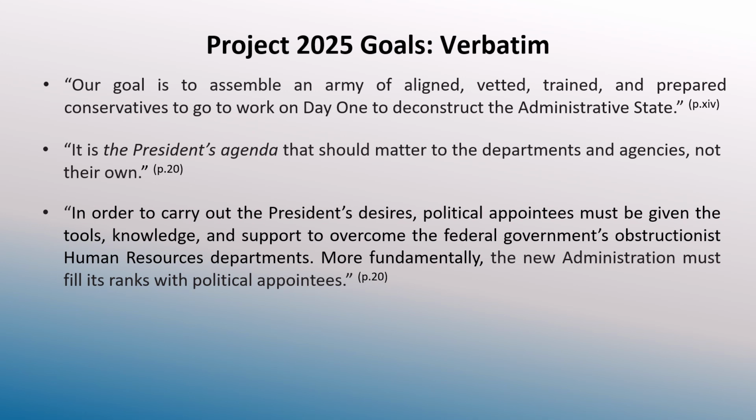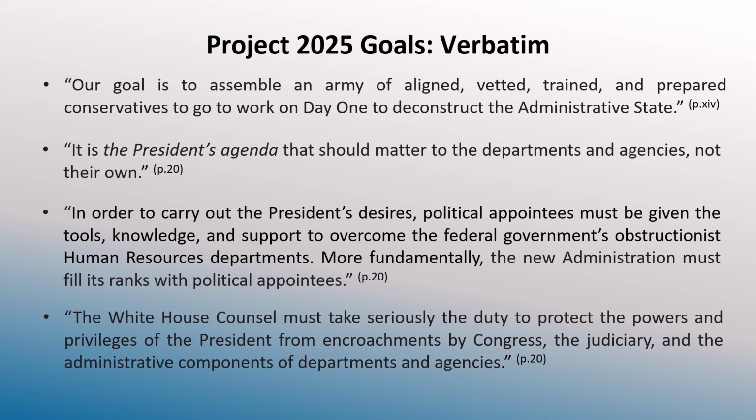"In order to carry out the President's desires, political appointees must be given the tools, knowledge, and support to overcome the federal government's obstructionist human resources departments. More fundamentally, the new administration must fill its ranks with political appointees." This again refers to a goal of being one to carry out what the President desires. In other words, what he strongly feels that he wants. The last sentence calls for filling the government with political appointees. We have certainly seen that happen already. And what is that doing? That's basically making sure that everyone is going to be loyal to the President and to this conservative agenda.